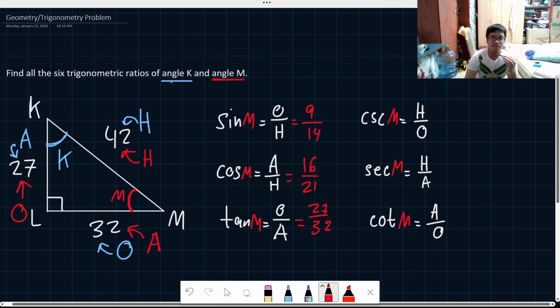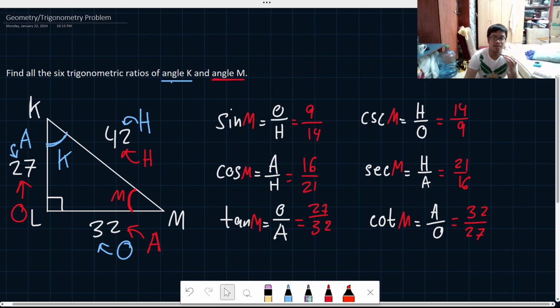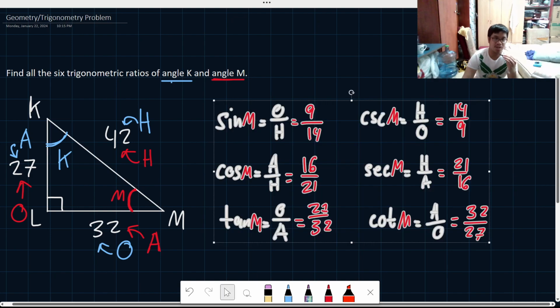All right. So next we have cosecant. So just switch the position of your trigonometric ratio of sine. So we can just have 14 all over 9. All right. For secant, hypotenuse all over adjacent. So we can have 21 all over 16. And lastly, for your cotangent, we will have 32 all over 27. And these are your answers, the six trigonometric ratios of angle M.